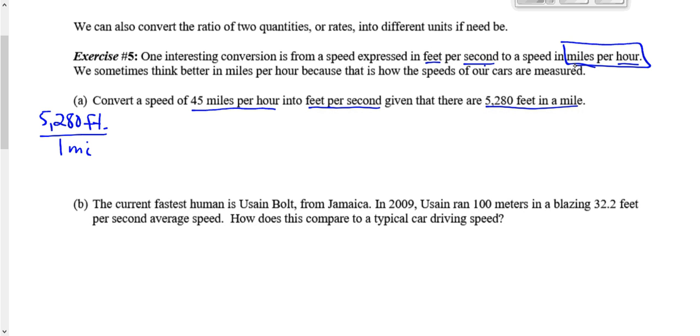So let's take the seconds. We need to go from seconds to hours. Let's go seconds to minutes. How many seconds in a minute? 60 seconds, here's another ratio, to 1 minute. So how many minutes in an hour? 60 minutes to 1 hour.